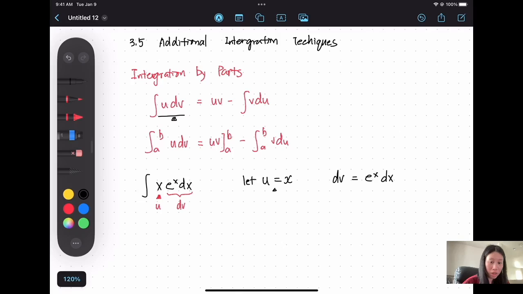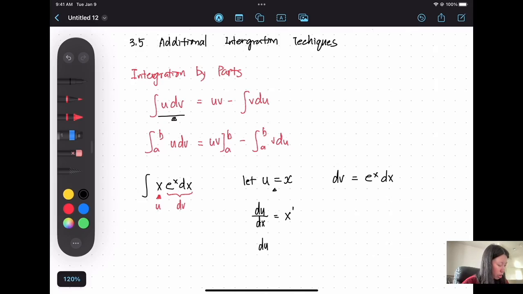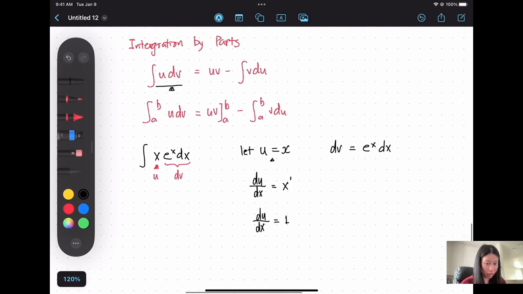Okay, so now look at the first part. u is equal to x. Now let's take the derivative on both sides. du over dx, the derivative of x, is equal to 1. So that our du is equal to 1, I'm going to multiply by dx on both sides, so I can cancel the dx. That means du is equal to dx. Okay, so now the next part is v.